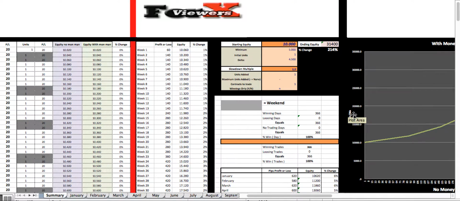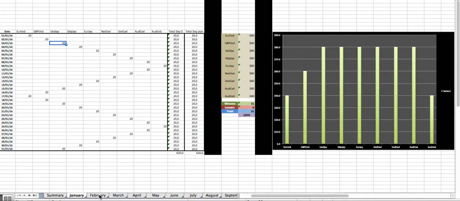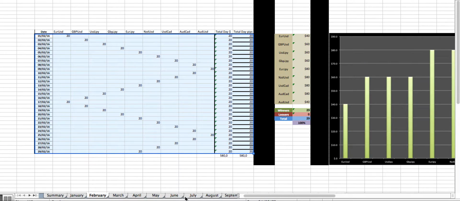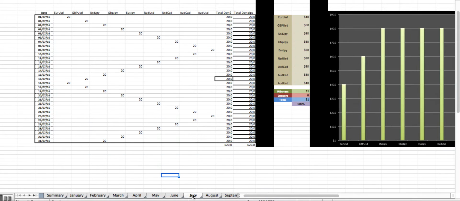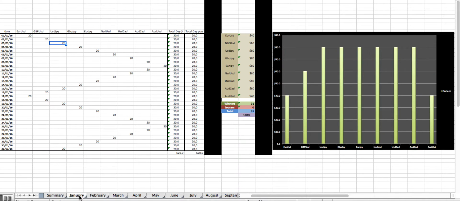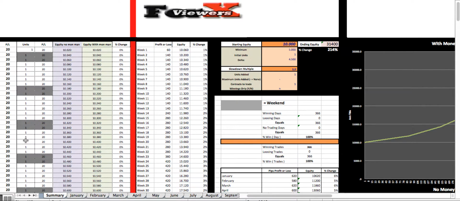So right now we're gonna go into the back end, quote unquote, and I'm gonna show you guys how this works. So we have all the months right here. We have January, February, March, April, May, June, and so forth. The look on each sheet is all the same. The difference between sheets is that each sheet calculates directly into the summary sheet, right?